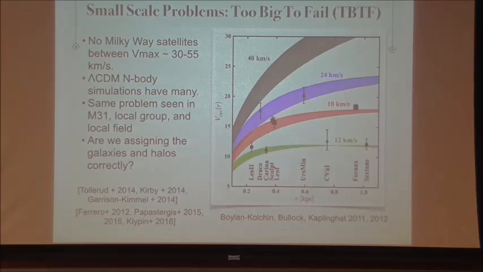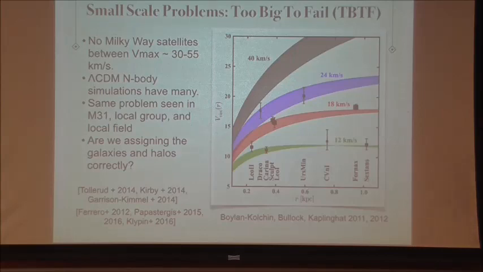So there's two ways to kind of face this. Either there's a bunch of massive satellites in the Milky Way that are faint, they don't have stars, so why did galaxy formation fail for them? The other way to look at it is these are much less dense than they should be, and so what happened there?